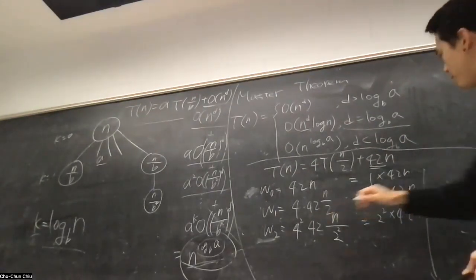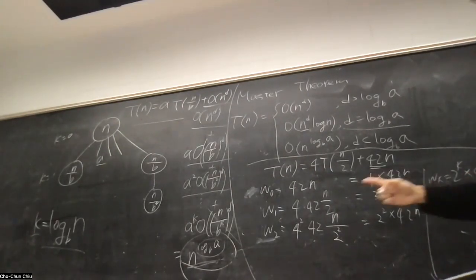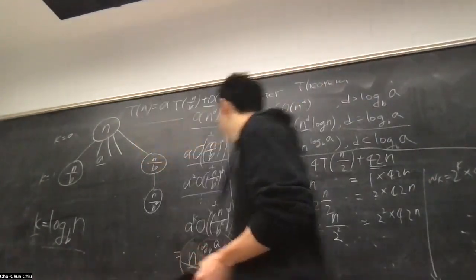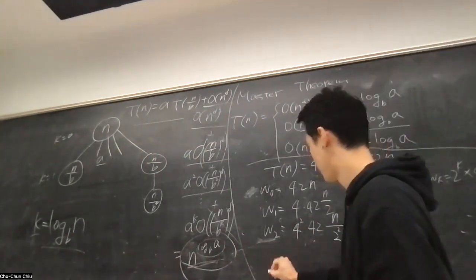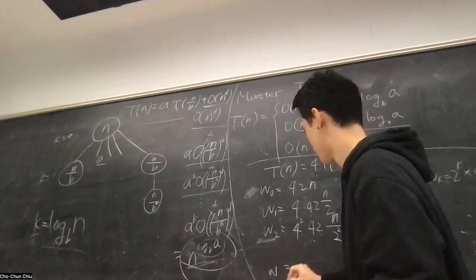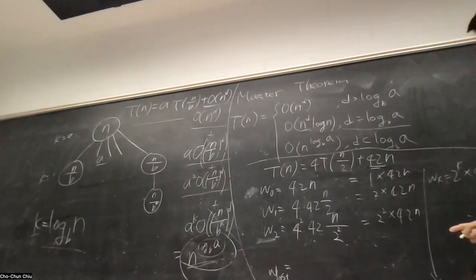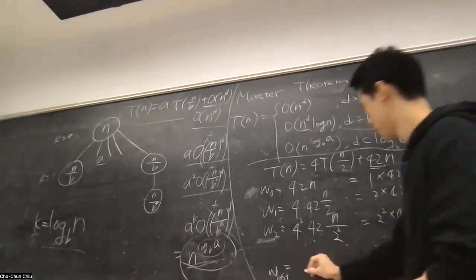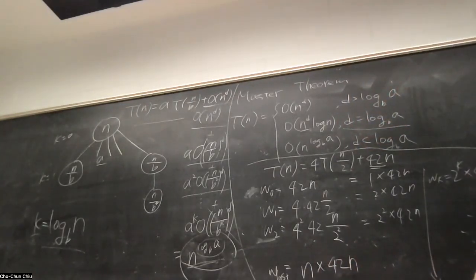Yeah. So basically, the size of work is going to be 2 to the k times 42n, right? And then if we plug this in here, we know the last layer is going to be n times 42n. Make sense?